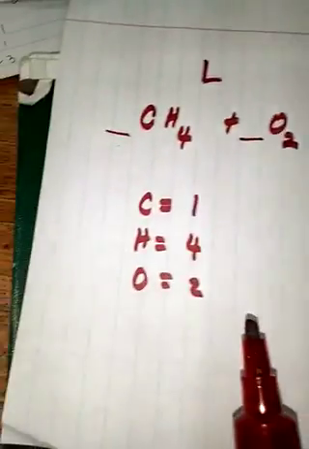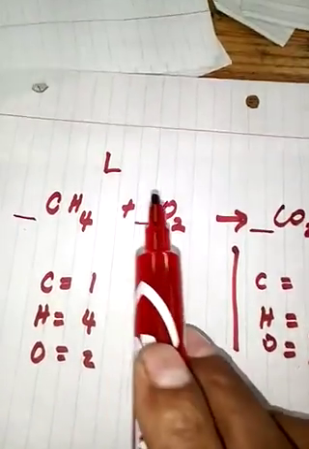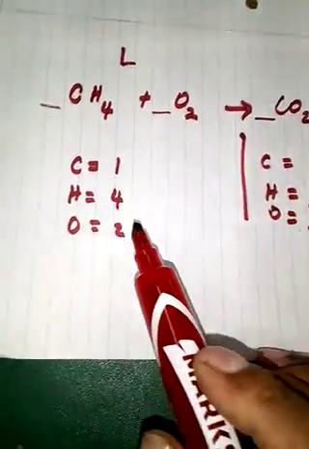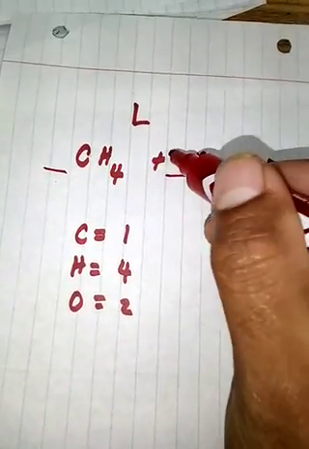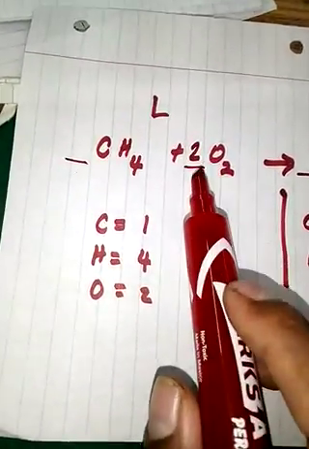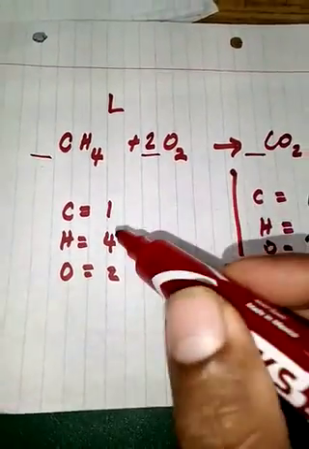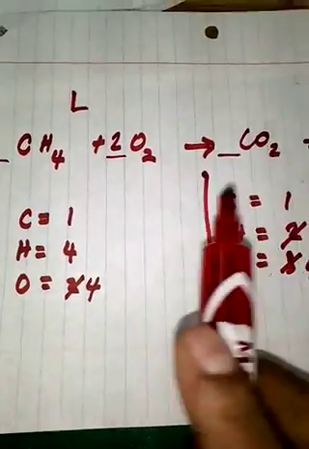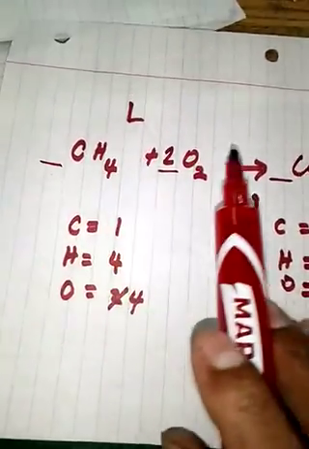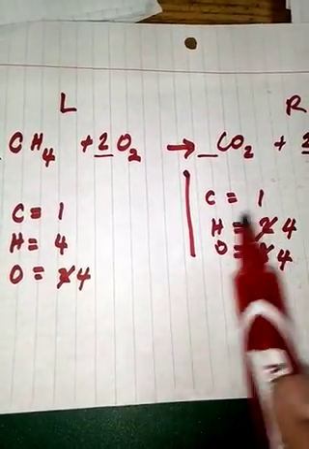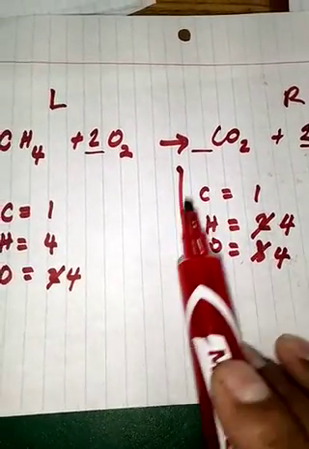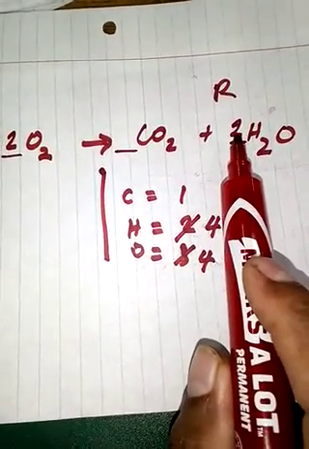Now since we have 4 oxygen here and we have 2 oxygen, you need to add another number here, because 2 times 2 gives 4. So you add 2 over there. Now the oxygen will be 2 times 2, which gives you 4 oxygen. That's what I want you to do. So we have 1 carbon, 1 carbon, 4 hydrogen, 4 hydrogen, 4 oxygen, 4 oxygen. Now it's balanced. Why is it balanced? Because you add 2 over here and add 2 over there. That's what I want you to do.